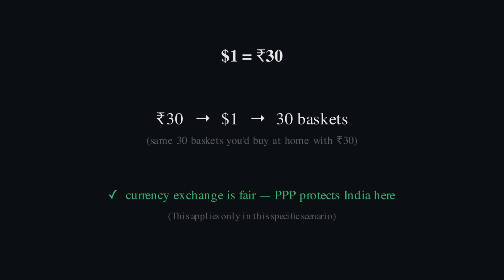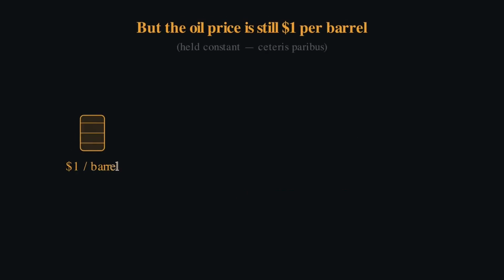If India wants to swap money, 30 rupees buys 30 baskets at home, and converting those 30 rupees into $1 also buys 30 baskets in America. In this case, no gain, no loss from simply exchanging currencies. Remember this point. We will come back to it. Now here is where it gets interesting.